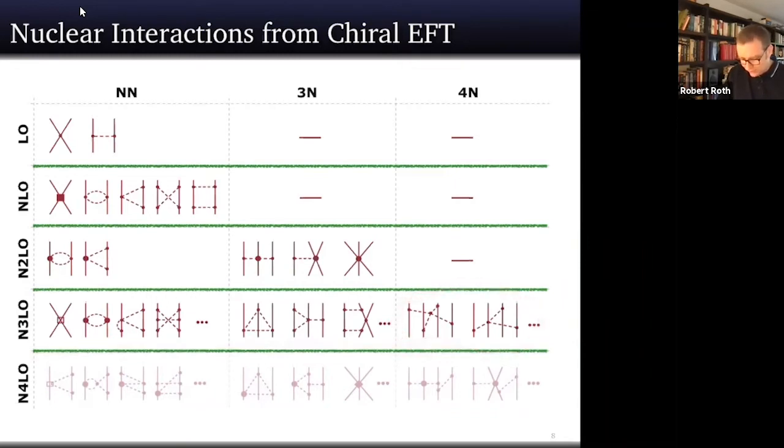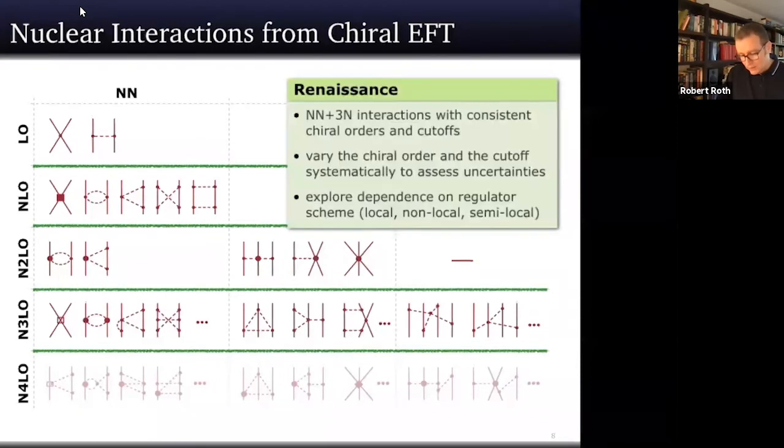Luckily, we convinced ourselves that these are small, so we don't really include them if you want to do medium mass calculations. But we do include 2- and 3-body forces consistently at N3LO. And this is now something which goes into a systematic development. So we use 2- and 3-nucleon interaction with consistent orders and cutoff schemes and values.